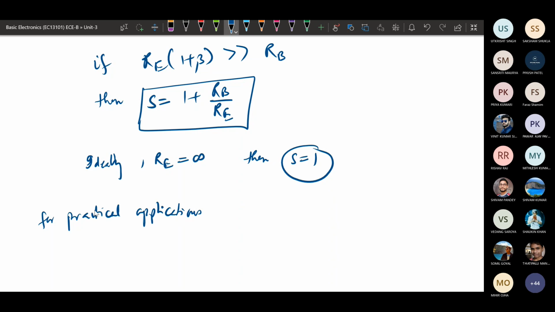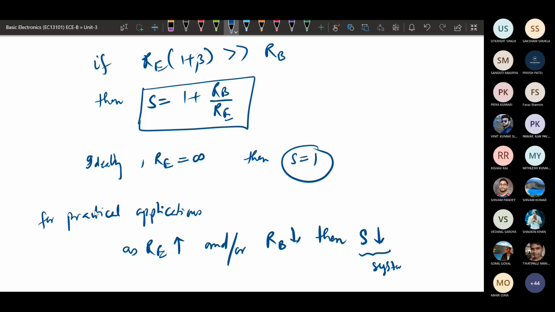So for practical applications, if Re is high or Re is increasing, or if Rb is decreasing, then the S value will be decreasing. That means the system will be stable. If we are increasing the Re or decreasing the Rb, then the system will be more stable. So from there we can get this as the concept.